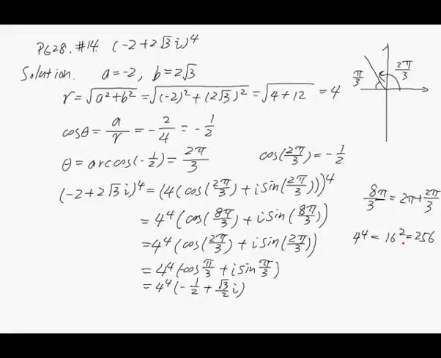And 256 divided by 2, you get 128. So you have negative 128 plus 128 times root of 3 times i. Any question? So from this example, you can see the fourth power of negative 2 plus 2 times root of 3 times i is equal to negative 128 plus 128 times root of 3 times i.